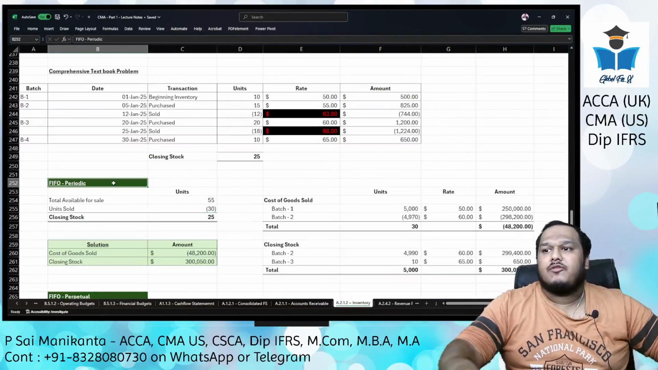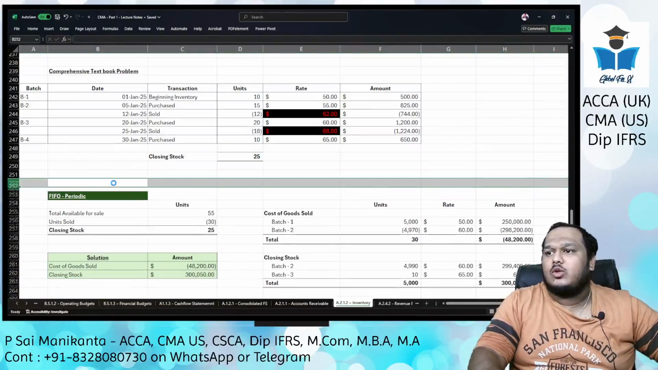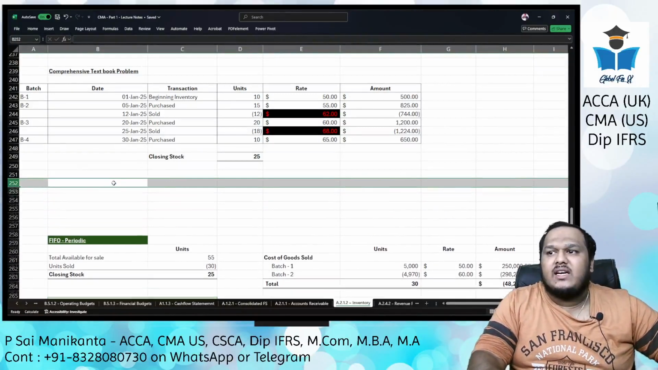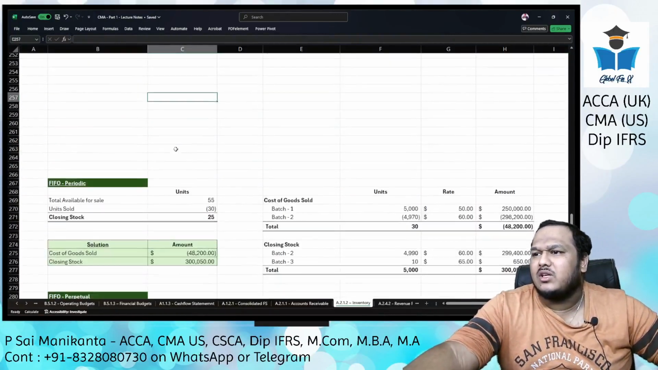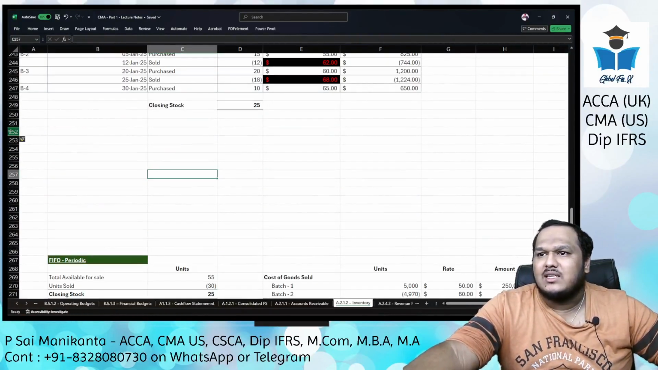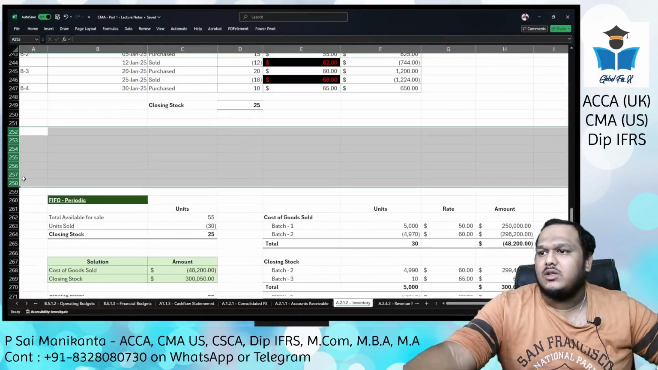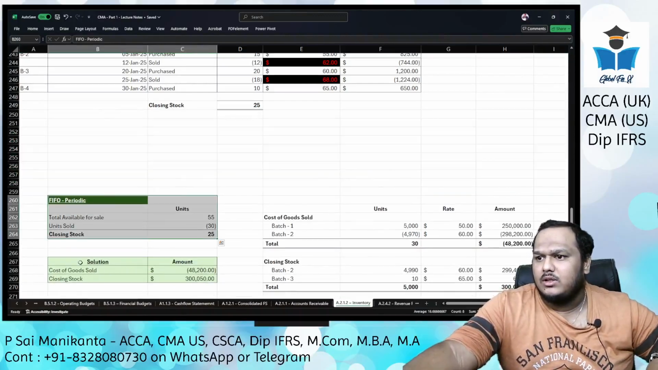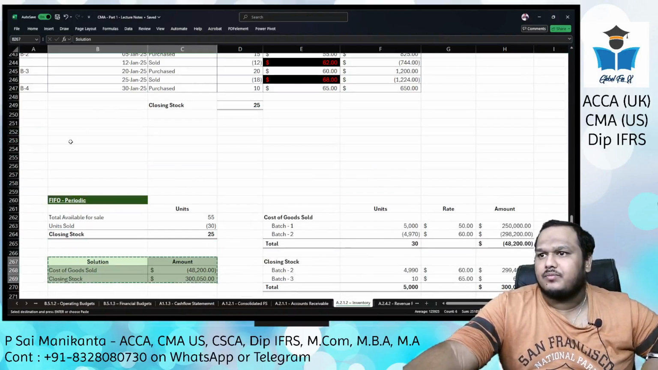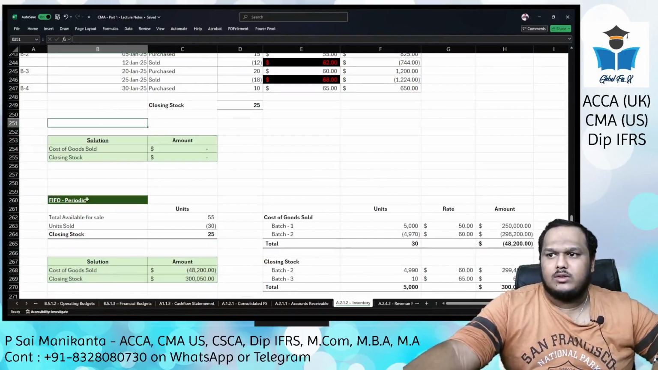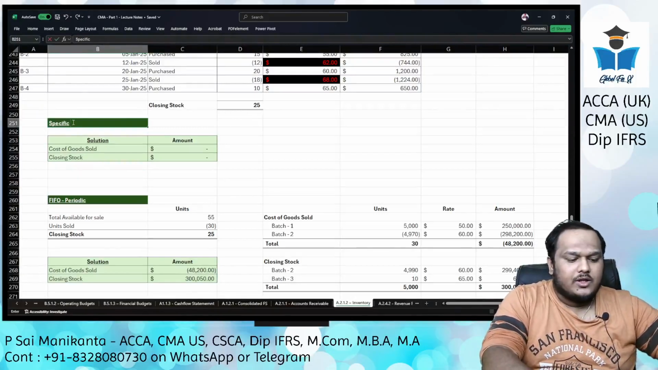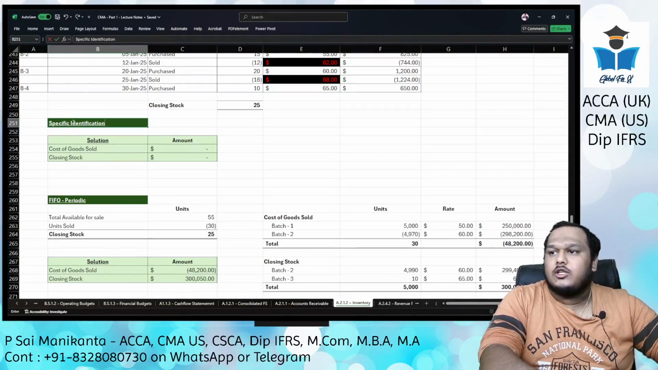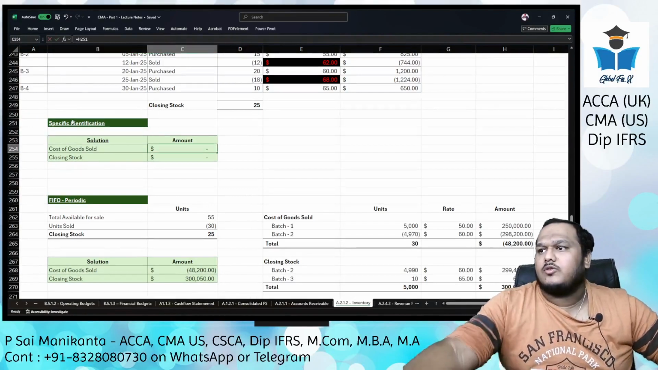Even before FIFO periodic, I would rather do the specific identification method. Do I need to do all that for specific identification? Okay, no, hardly 3 lines are sufficient for specific identification. So I'll just copy this part here and call it specific identification, cost of goods sold.